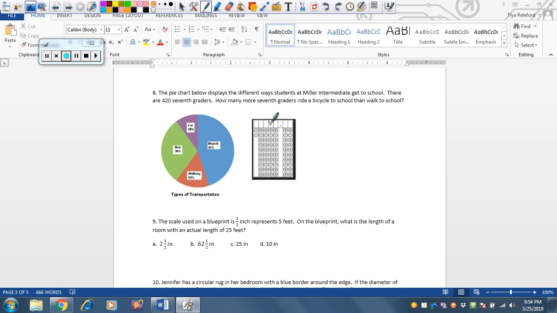Number 8 says the pie chart below displays the different ways students at Miller Intermediate get to school. There are 420 7th graders. How many more, suggest subtraction, 7th graders ride a bicycle to school than walk? So how many ride a bicycle? And how many walk? So 45% ride a bicycle and 15% walk. That percent is what you put in your proportion.